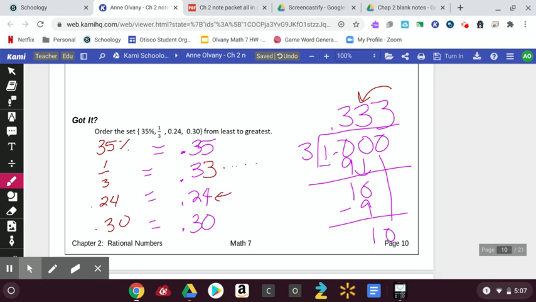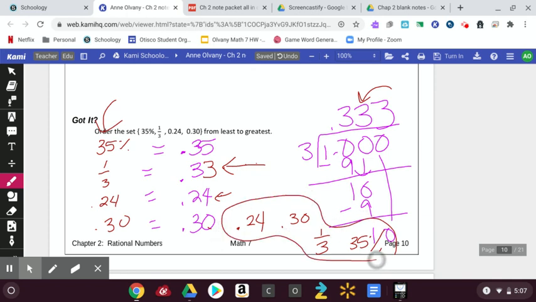24 hundredths is the smallest, and that started as 0.24. These are what I put in my answer because that's what they started as. Then 30, that's 0.30. Then 33, so 1/3, and then 35%. These are the numbers that were given to you, but now in order least to greatest.